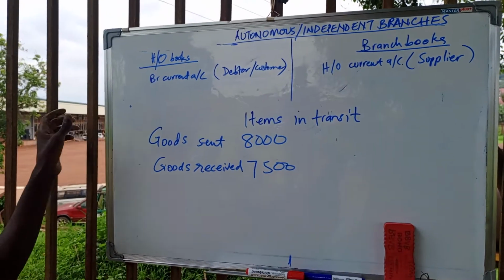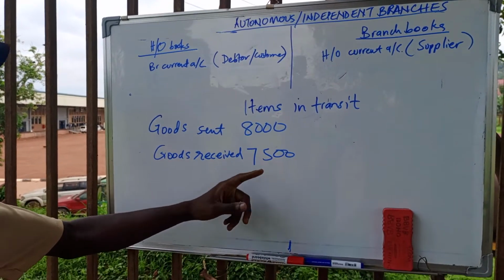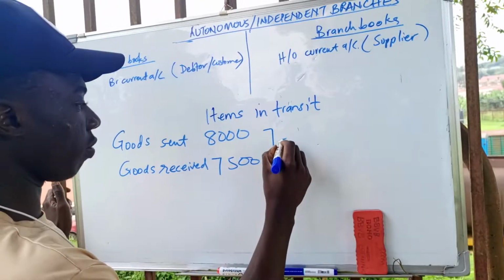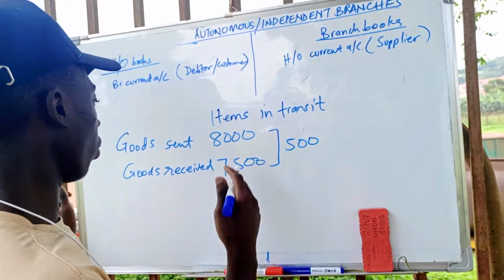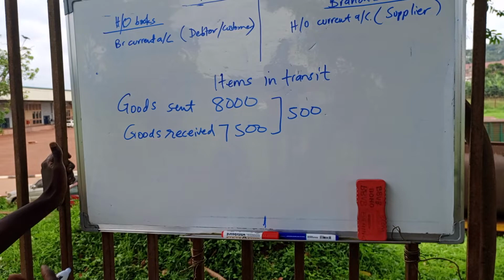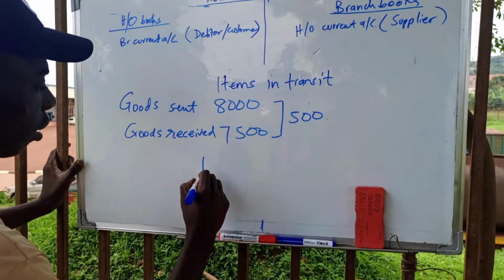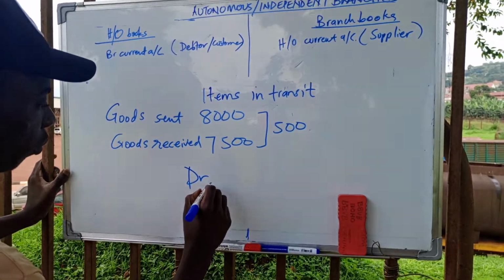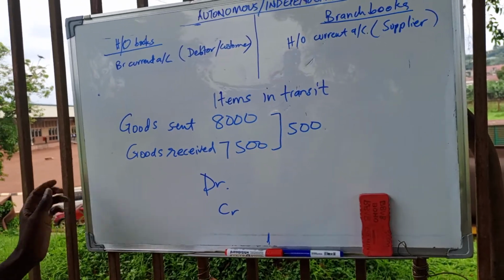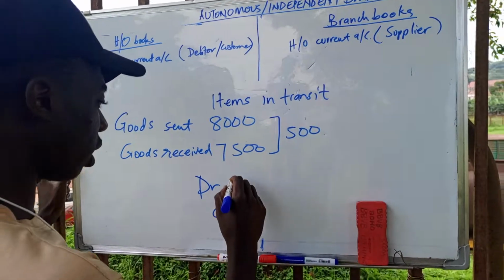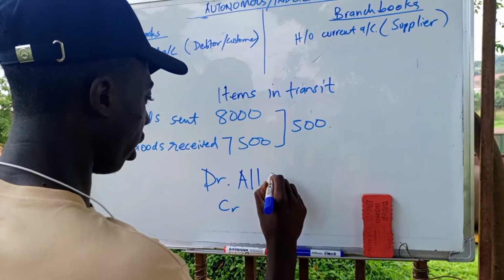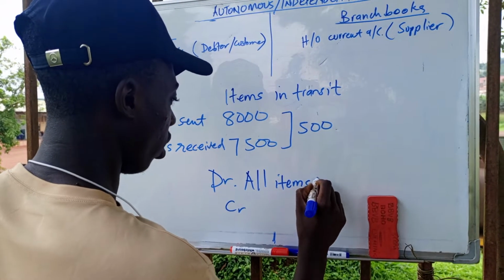So you recognize that what is sent is not equal to what was received. There must be a balance, which is 500, which we take as our goods in transit. And the double entry for goods in transit, for all items in transit, is with debits. We are supposed to recognize that all items in transit are assets, so we debit all those items in transit because we take them as assets.